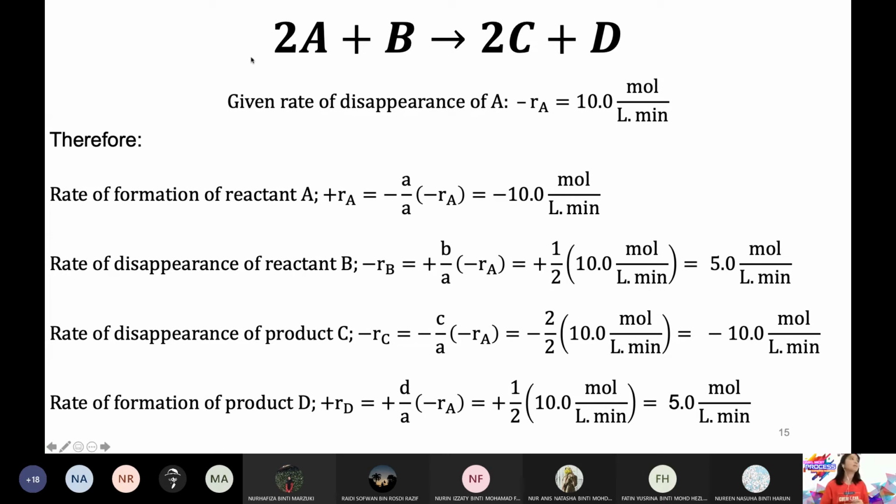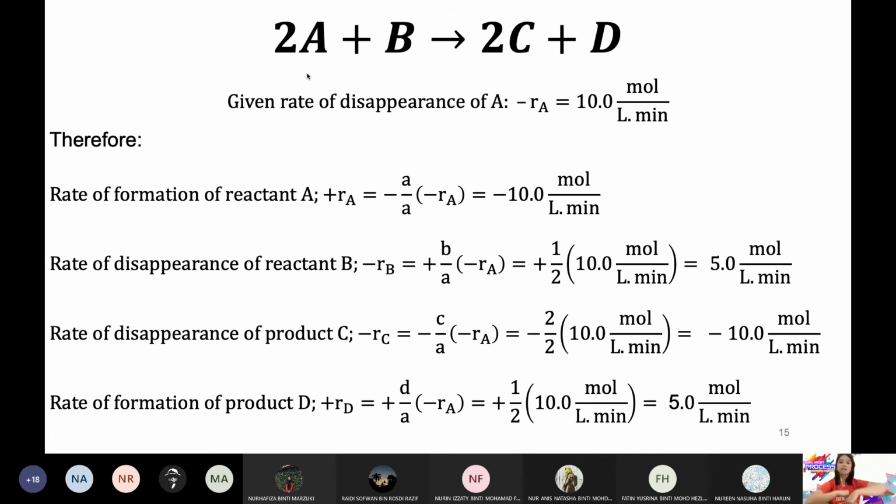Okay, so ataupun kalau kamu tak faham, kamu tindak balas ni 2A menghasilkan 2C. Maknanya 10A kena hilang untuk menghasilkan 10C. That's the easiest way to understand. I have to lose 10A to get 10C, and I have to lose 5B to get 10C as well.